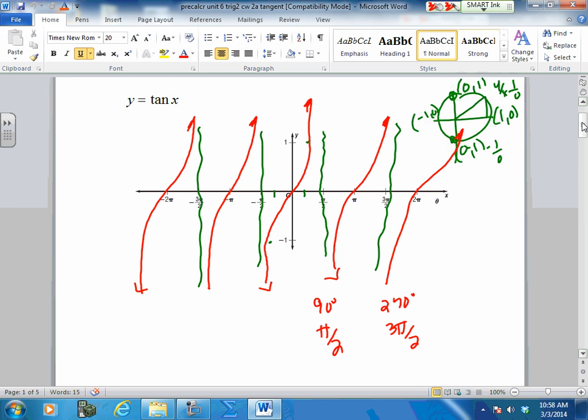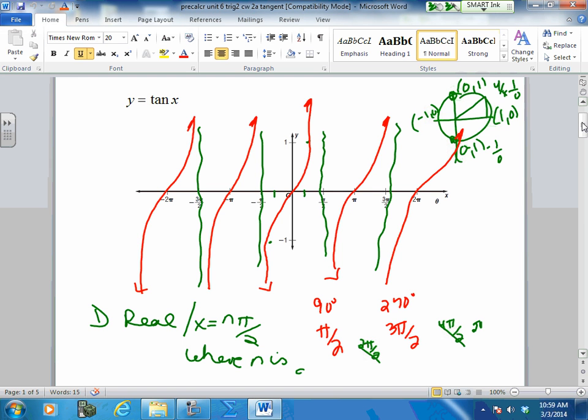But if you look at this, we could use 2 pi over 2. We did use it at pi. We could use 4 pi over 2. Up there was your 2 pi. So we could use the even ones. We couldn't use your odd ones. So to get the domain for a tangent, we say the domain is all real except for when x is n pi over 2, where n is an odd integer.